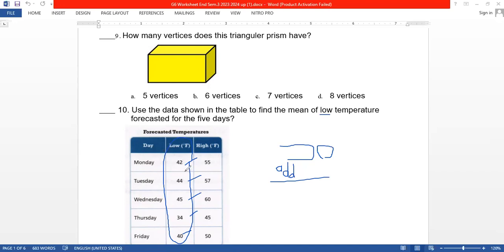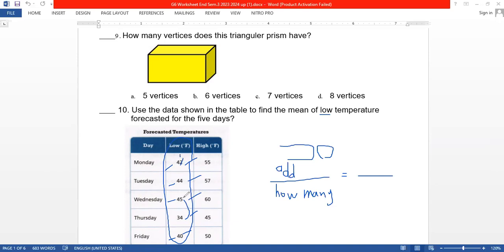Then I divide them by how many values? Which means how many values do we have? As you can see, we have 5 values. So we need to divide by 5. After you add them, there's an easy way to add them: 40 plus 40 plus 40 plus 40, that is 160. Then we give 5 to 34, it becomes 39, and we give 1 from this, it becomes 41. This is an easy way to add them.